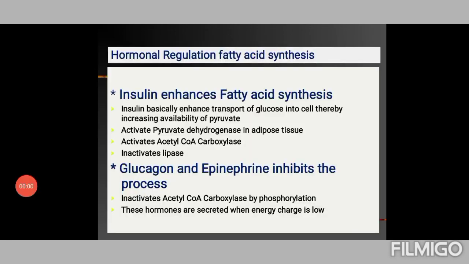And to add to hormonal regulation, insulin enhances fatty acid biosynthesis by enhancing the entry of glucose into cells. It also activates pyruvate dehydrogenase, all of which will enhance the availability of acetyl-CoA. It actually inactivates lipases also, thereby reducing lipid breakdown. And insulin is released during the fed state, when ATP is high. Whereas glucagon and epinephrine are catabolic hormones, and they are secreted when ATP is low or energy charge is low.